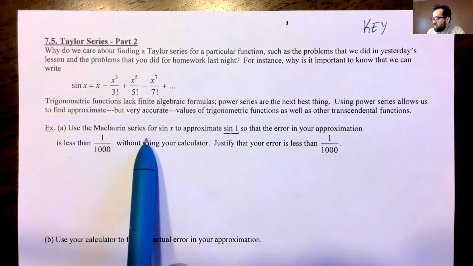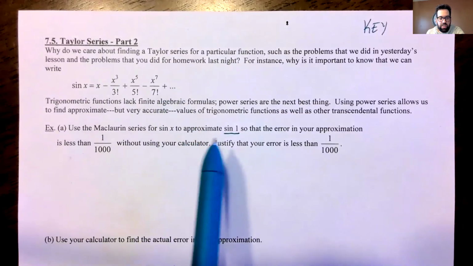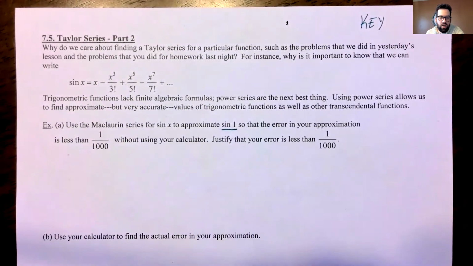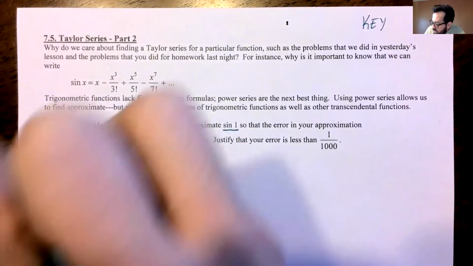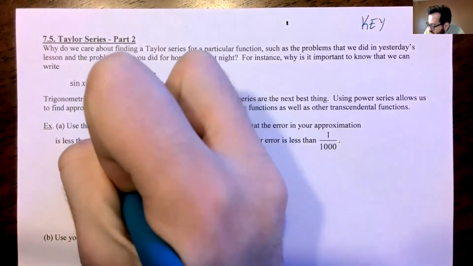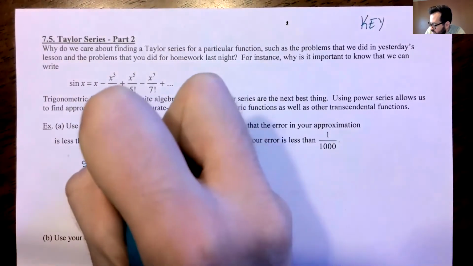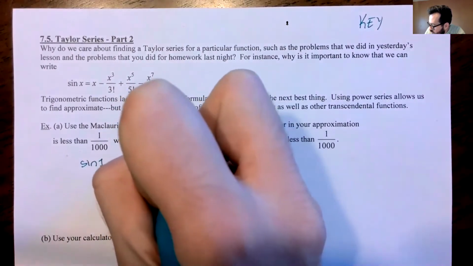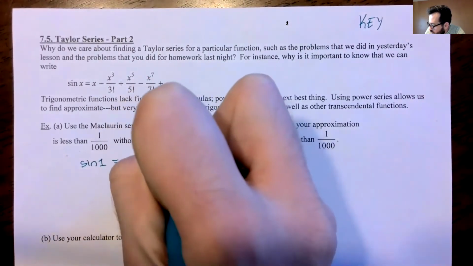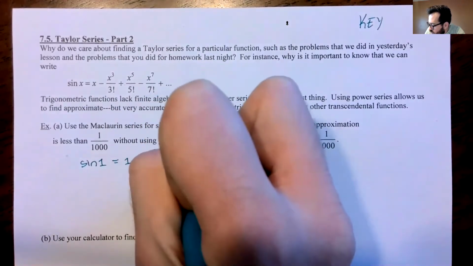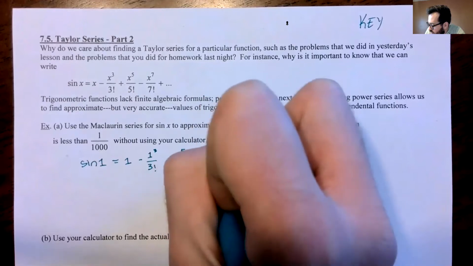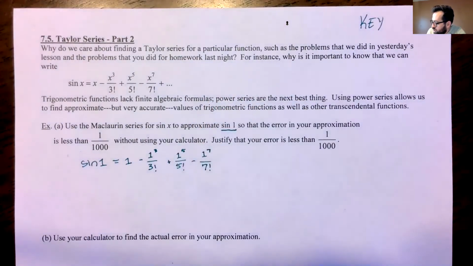We're going to use the Maclaurin series for sine of x, which we have written right here. We're going to use that to approximate sine of 1 so that the error in our approximation is less than 1 over 1,000. We're going to do this without using a calculator, and we're going to justify that the error is less than 1 over 1,000. So let's think about this. We have sine of x. Let's make this sine of 1. I'm going to just start plugging in 1 for all the x's. So we have 1 minus 1 cubed over 3 factorial plus 1 to the 5th over 5 factorial minus 1 to the 7th over 7 factorial. We might need more terms, so I'm just going to leave it like that for now.